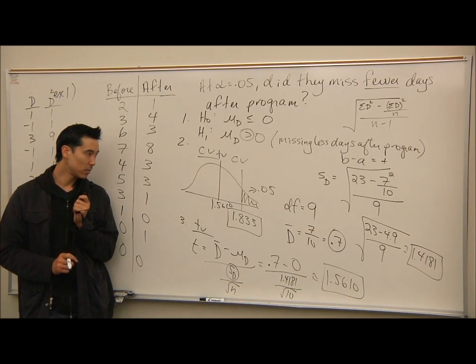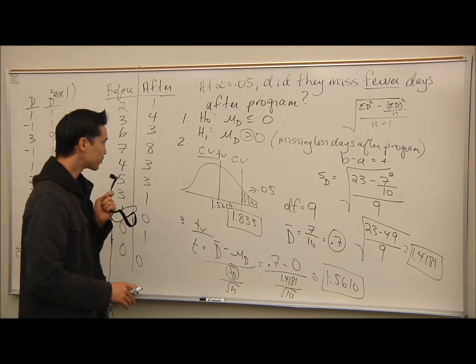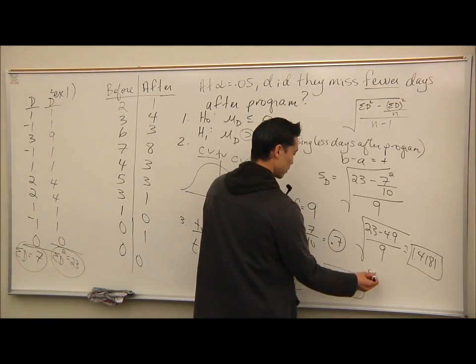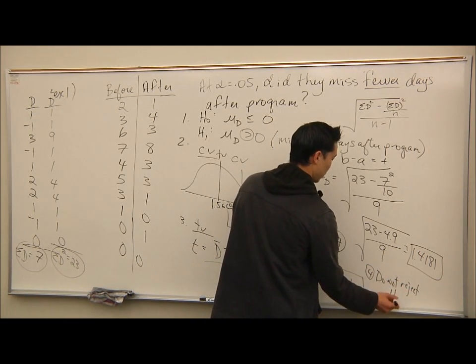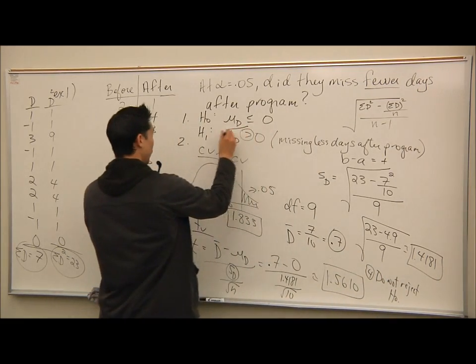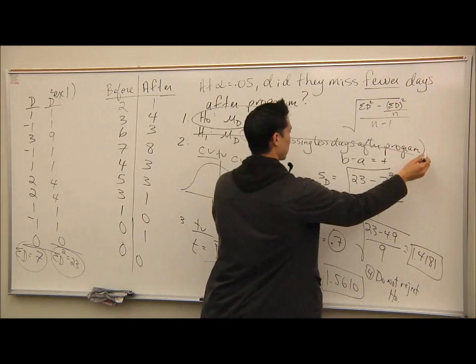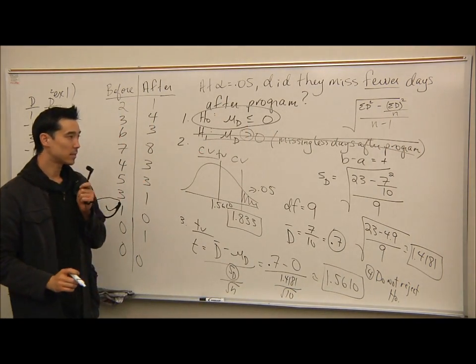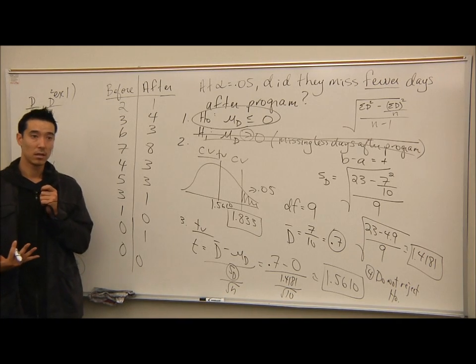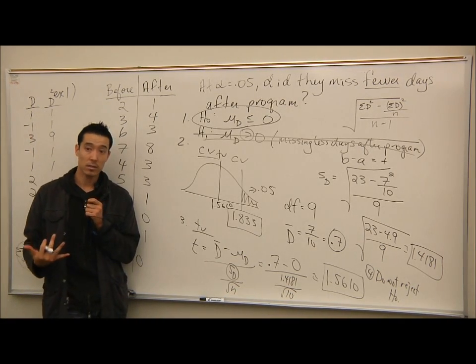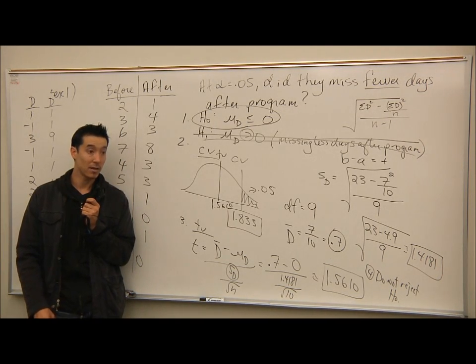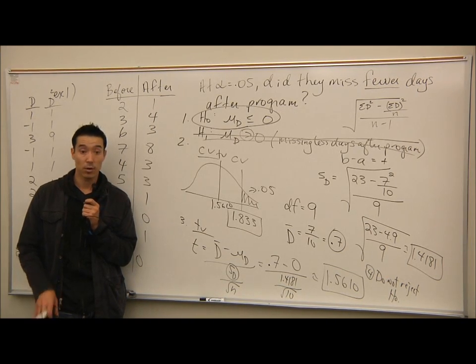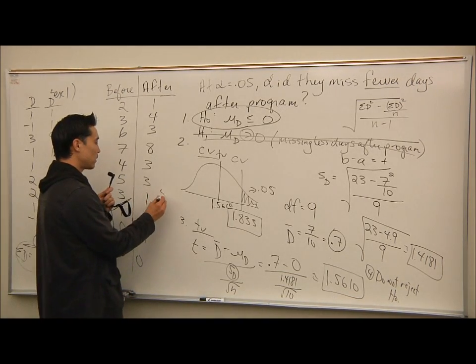So because it doesn't fall in the rejection region, I'm finally able to go to step 4, which is do not reject. Do not reject H0. Okay, so I come back to the top, I circle H0. So that was missing fewer days after the program. The question was, at alpha equals 0.05, did the workers miss fewer days after the program? And we can't say that they did. There's not sufficient evidence to suggest that the program worked in the sense that they missed fewer days after. So in your own words, no, they didn't.